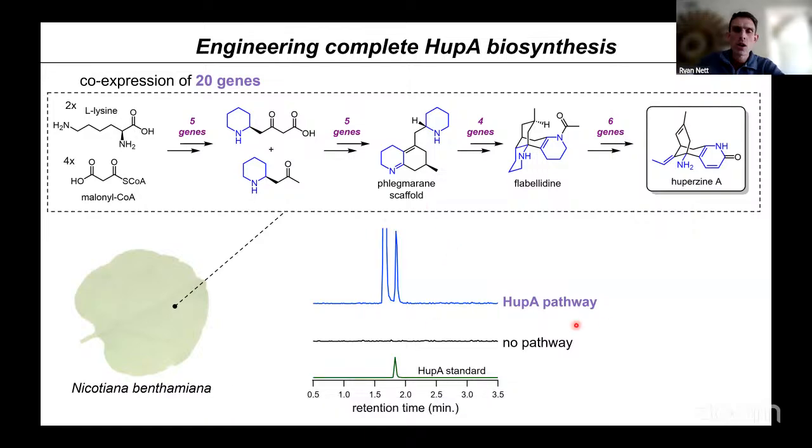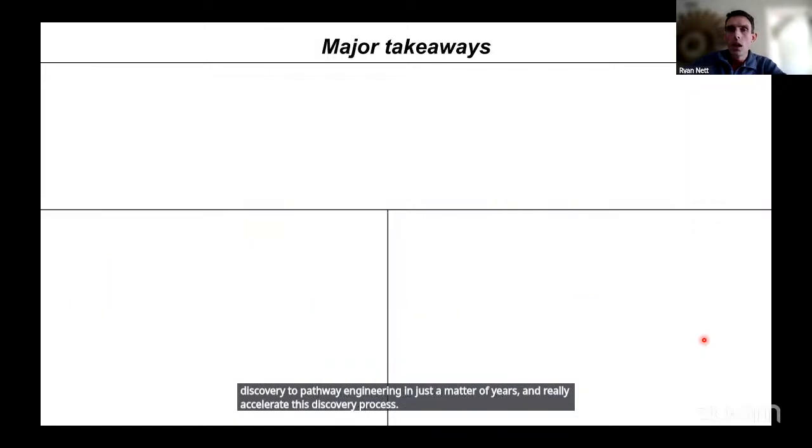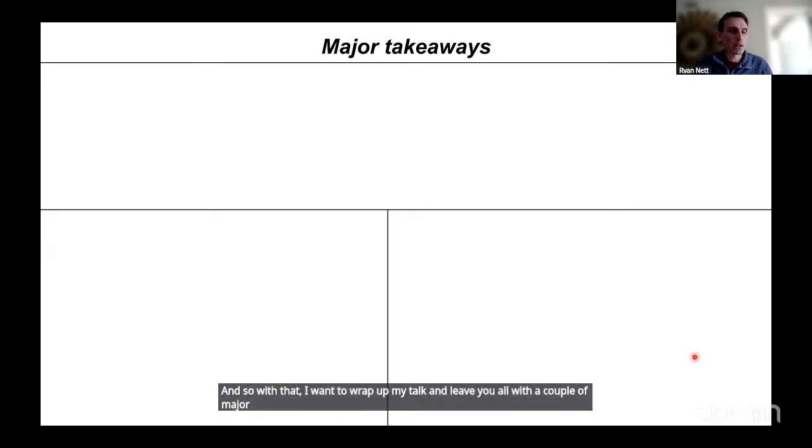And though we're not producing incredibly high levels of this molecule, I think it's a very nice proof of concept that we can very quickly go from pathway discovery to pathway engineering in just a matter of years and really accelerate this discovery process. And so with that, I want to wrap up my talk and leave you all with a couple of major takeaways. Hopefully, if you don't remember anything else from my talk, you'll remember these points.